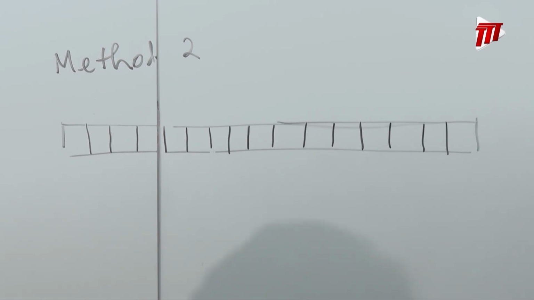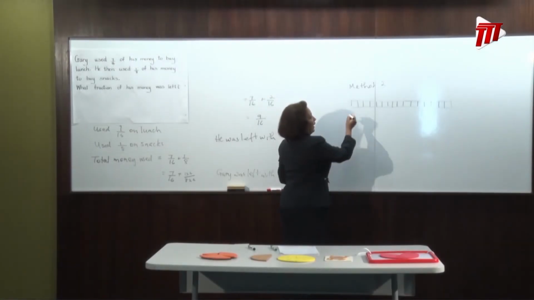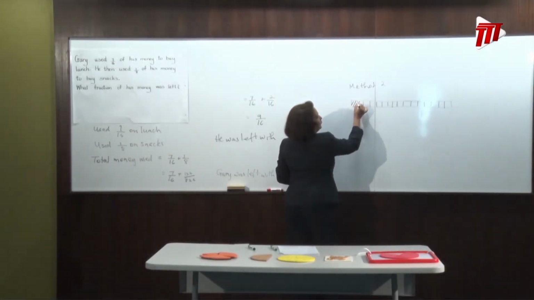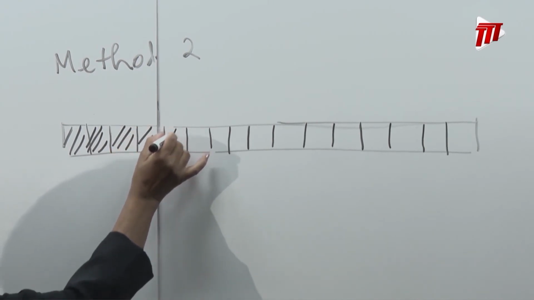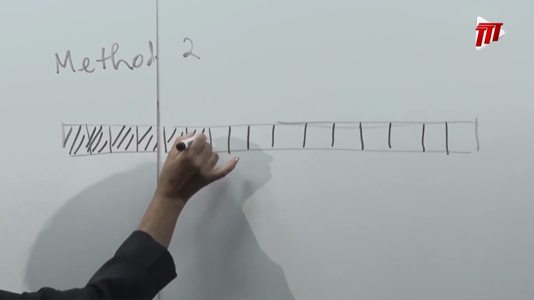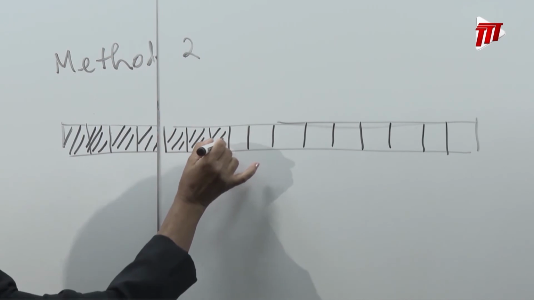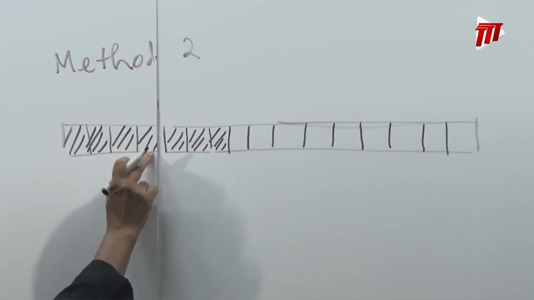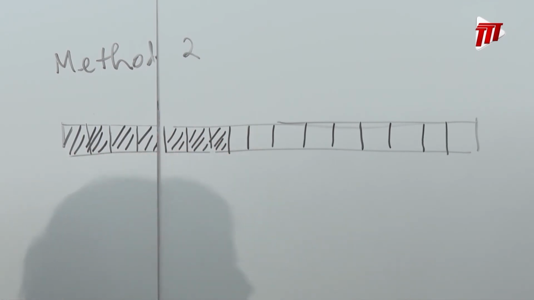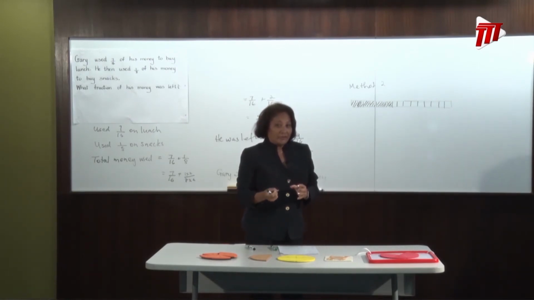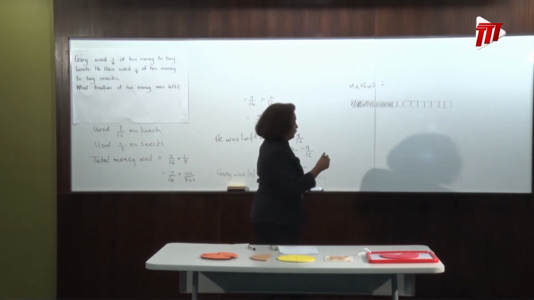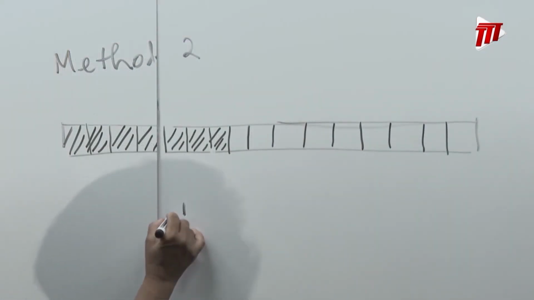Now Gary used 7/16, so what we're going to do is shade the 7 that he used to buy lunch. 1, 2, 3, 4, 5, 6. 1, 2, 3, 4, 5, 6, 7. That is your 7/16. Once you've gotten your 7/16, now we're looking at how much he spent on snacks. He spent 1/8 on snacks.